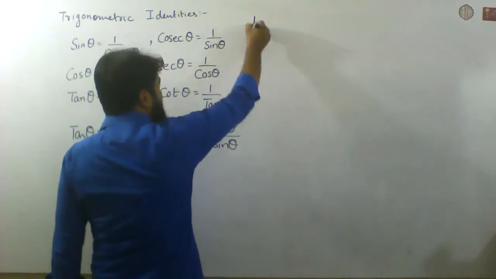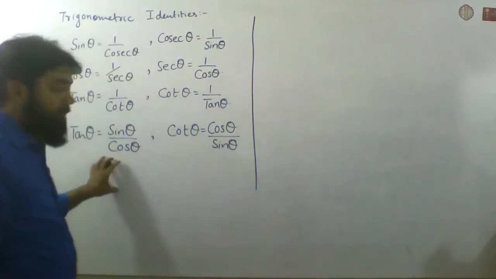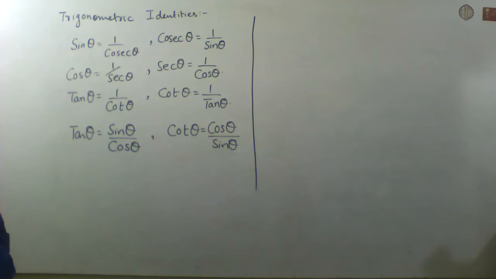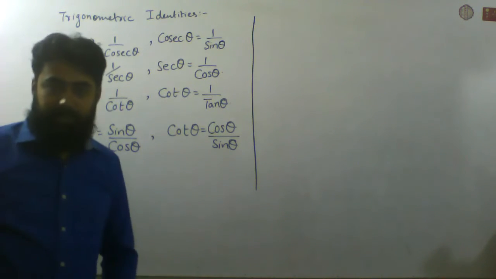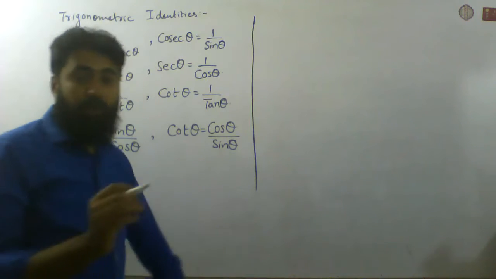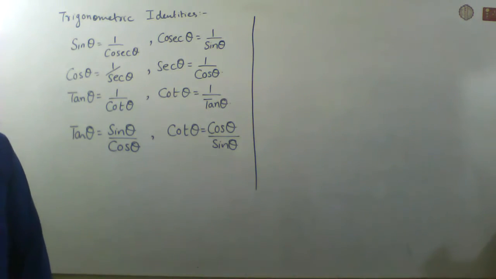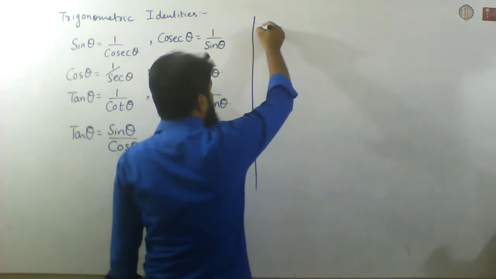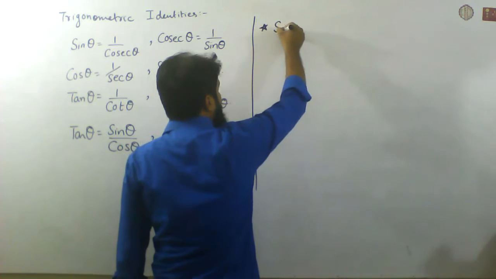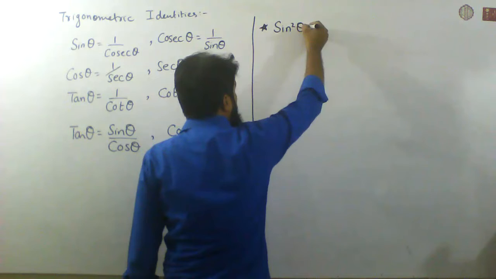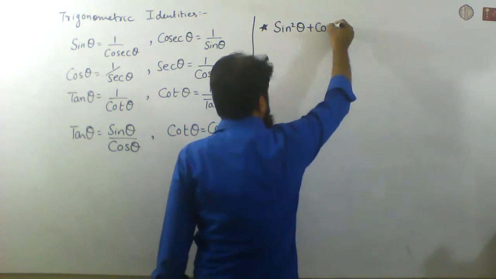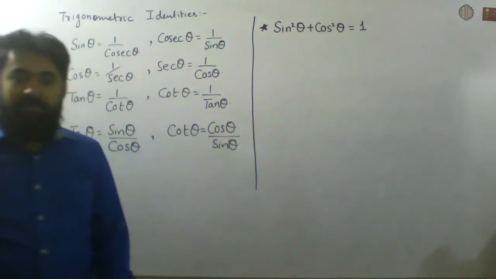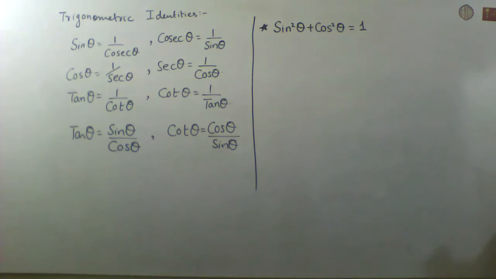Now, these are all called reciprocal relations, or reciprocal identities. Now I am going to talk about squaring identities. What are the squaring identities? First of all, the first squaring identity is sin square theta plus cos square theta equals 1.